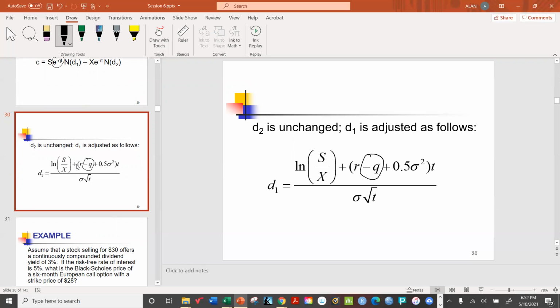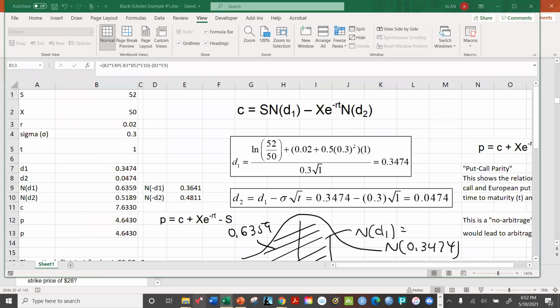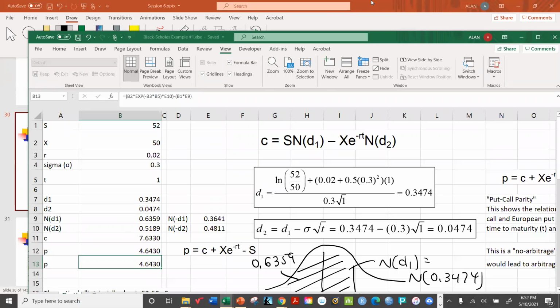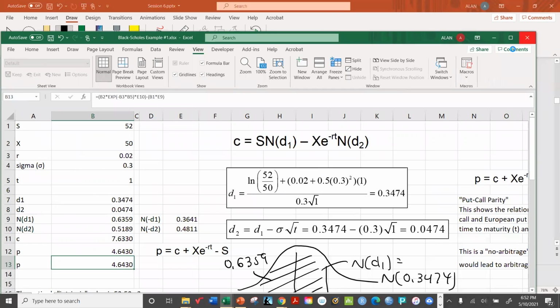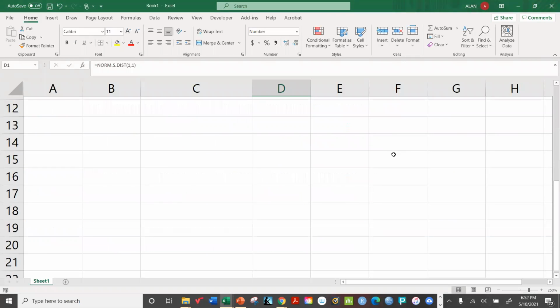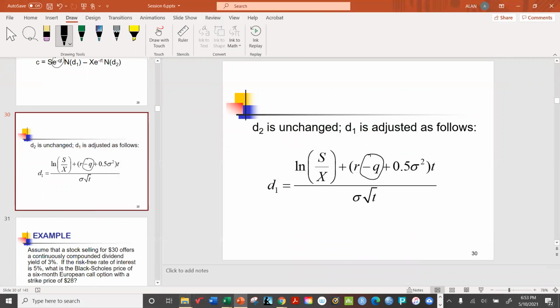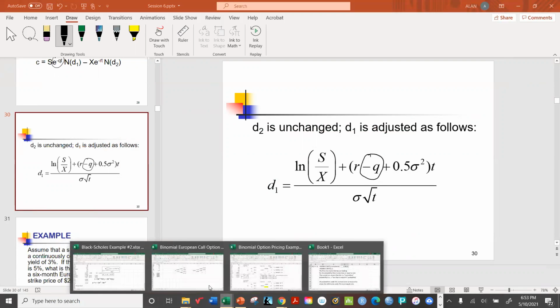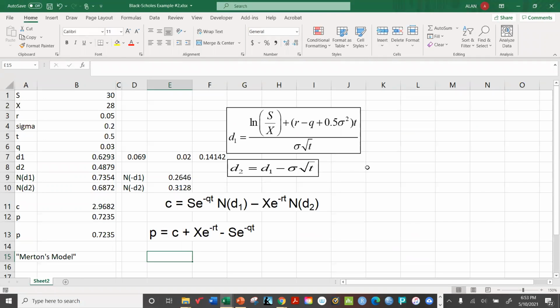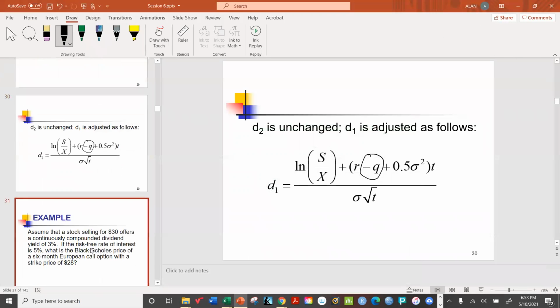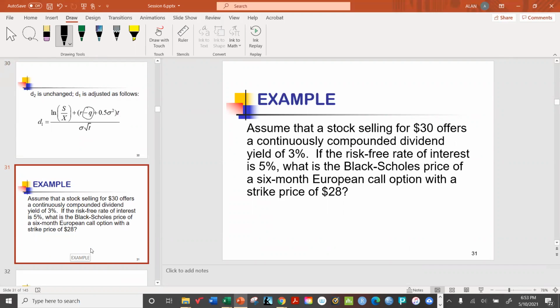All right. Now, here's an example. Now, by the way, this one refers to a different spreadsheet. This is Black-Scholes number 1. Now let's open up Black-Scholes number 2. This is different. This is one I just created on the spot to review a little bit of the normal distribution. And you can see it's not a whole lot different. What's happening here, we have a stock that sells for $30, and it provides a continuously compounded dividend yield of 3%. So the owner of this stock receives 3% per year automatically from the dividends.